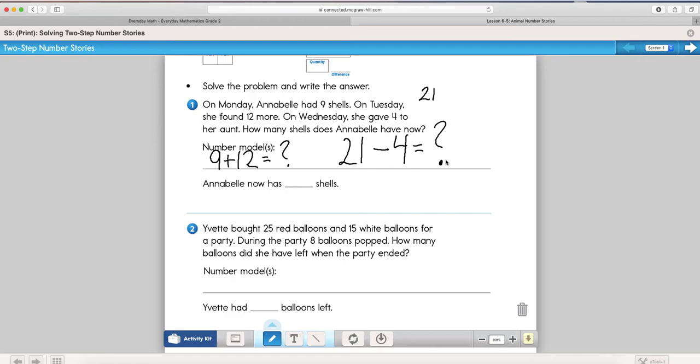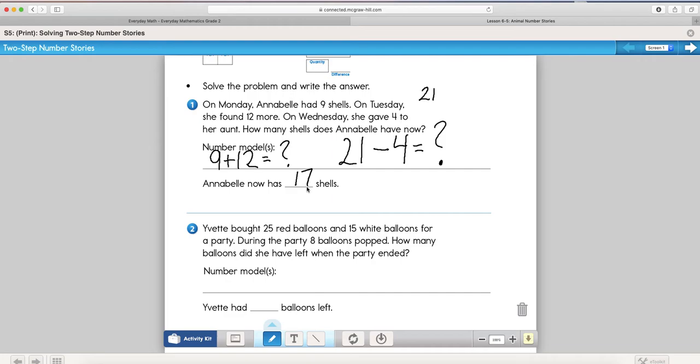Use a different strategy. All right, so if she had 21 shells and she gave 4 away to her aunt, then Logan, how many shells would she have left? She would have... What did you get as your answer? 17. She would have 17 shells. Now, Logan, what strategy did you use to solve that last problem?